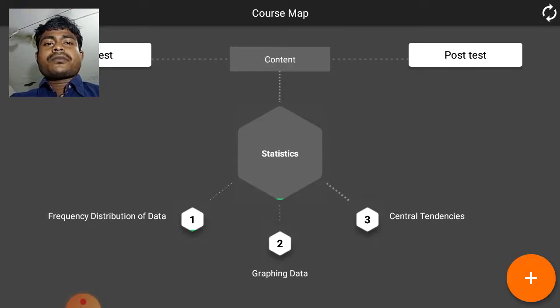Dear student, today we will discuss statistics. First of all, we see the frequency distribution of data. Let's see the frequency distribution of data.